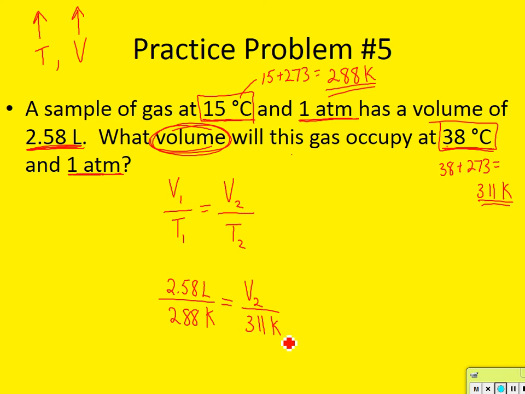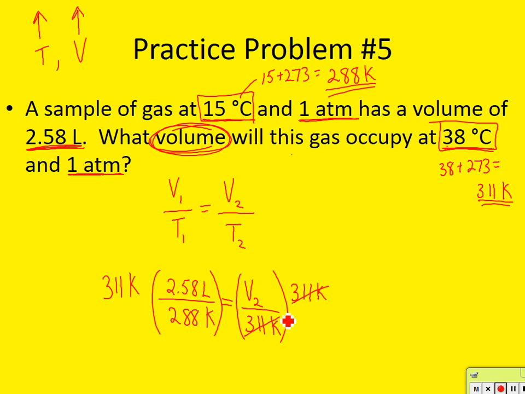Okay, so at this point, we have an equation with one unknown. We don't know V2. So what we've got to do now is isolate this variable, V2. How would you guys do that? We want to get rid of this 311 Kelvin. We're dividing it. So what I would do is multiply both sides by 311 Kelvin. Remember, whatever you do to one side, you've got to do to the other side in an equation. Okay, and why did we do that? Well, what's 311 Kelvin divided by 311 Kelvin? Anything divided by itself is 1. So it cancels out on the right side.